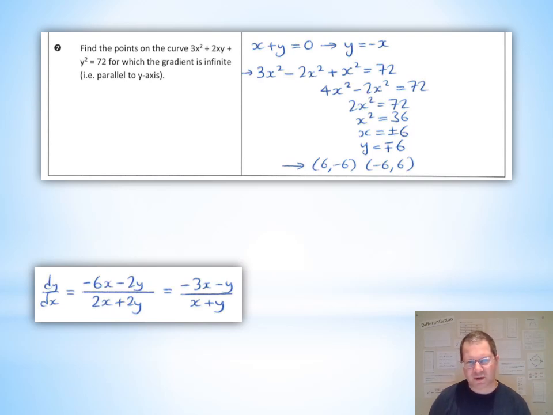So if x plus y equals 0, that means that y is negative x. And just like in skill 6, we can substitute into the original equation. So this time we get 3x squared minus 2x squared plus x squared equals 72, from which 2x squared equals 72, x squared is 36, and x is plus or minus 6. And again, y is negative compared with x. So if x is plus or minus 6, then y is minus or plus 6, giving us 6, minus 6 and minus 6, 6 as the two points on the curve for which the gradient is infinite.